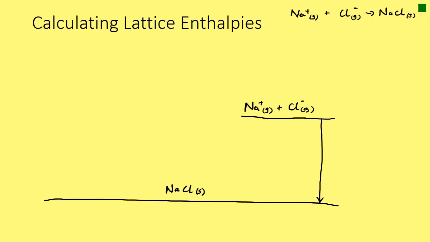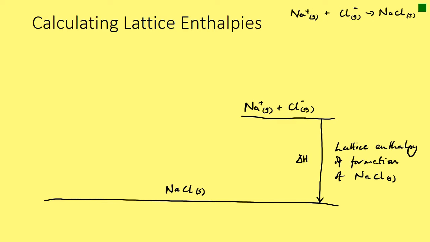And so if you think for a second, you can see that this delta H, this enthalpy change, is in fact the lattice enthalpy of formation of sodium chloride. And that's what we want to know, and we don't know that. And so we're going to develop this diagram in order to find it out.